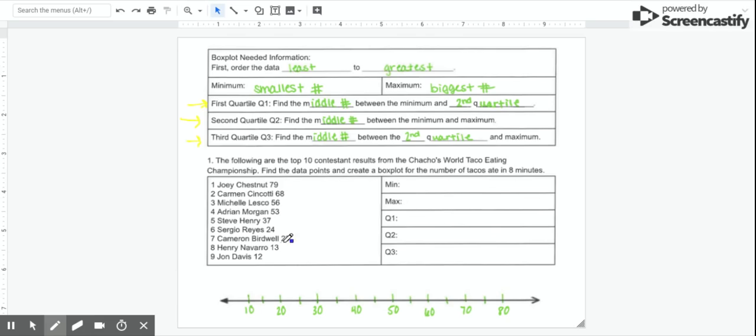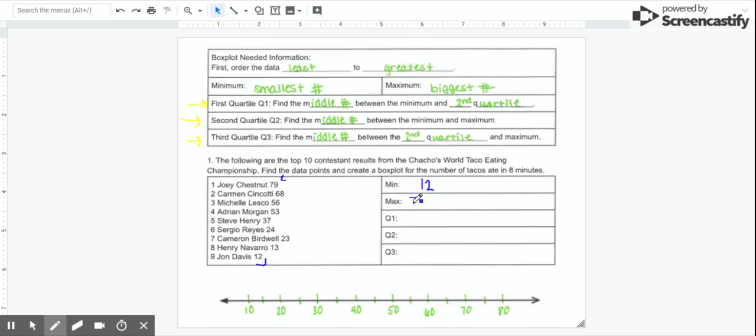So this guy, I don't even know why he entered the competition. He only ate 12. And then we've got the champion up here who ate 79. So let's find the minimum. The minimum is going to be the smallest number you see. So the minimum is going to be Mr. John Davis at only 12 tacos. And then the maximum is Joey Chestnut.